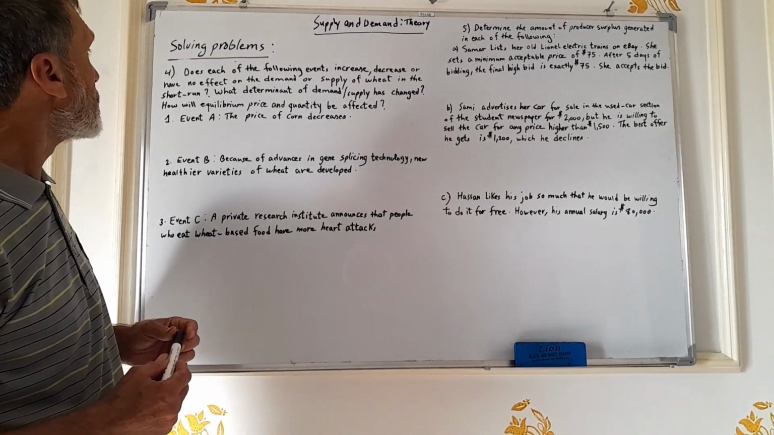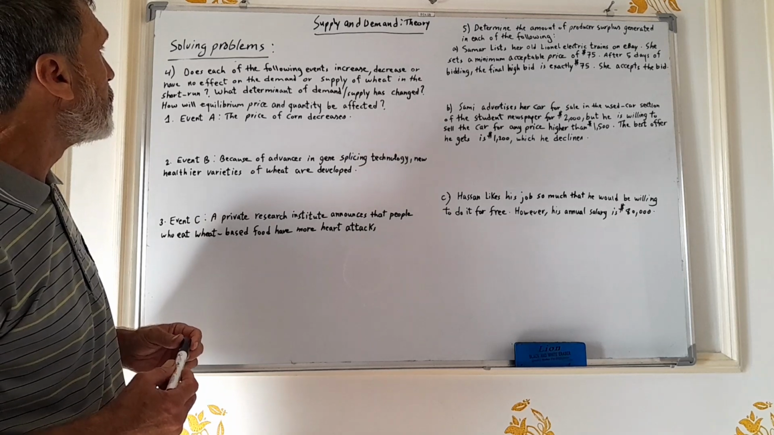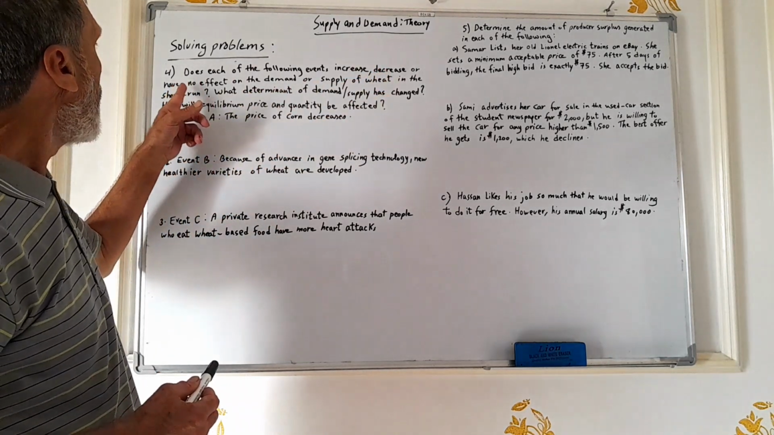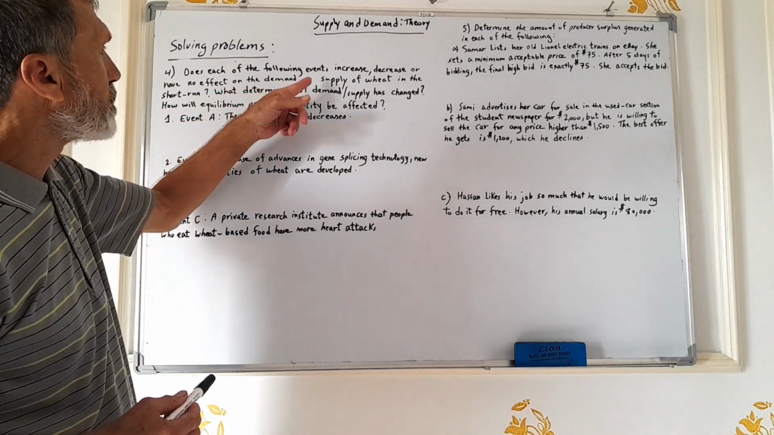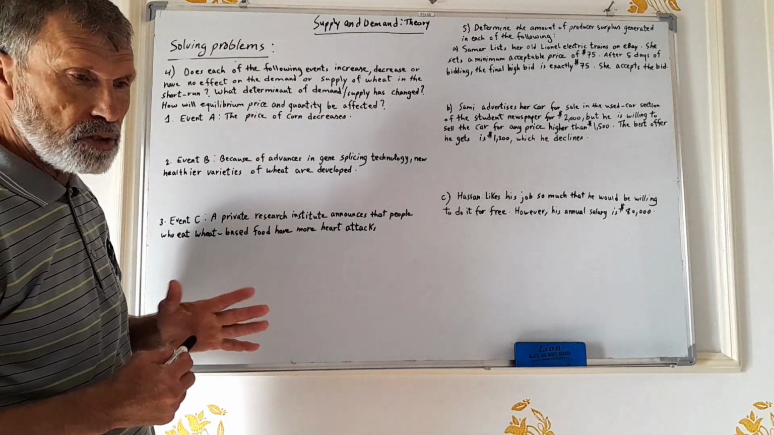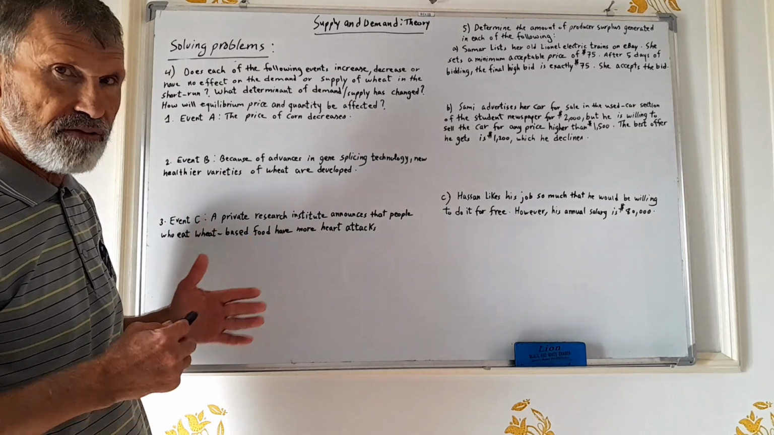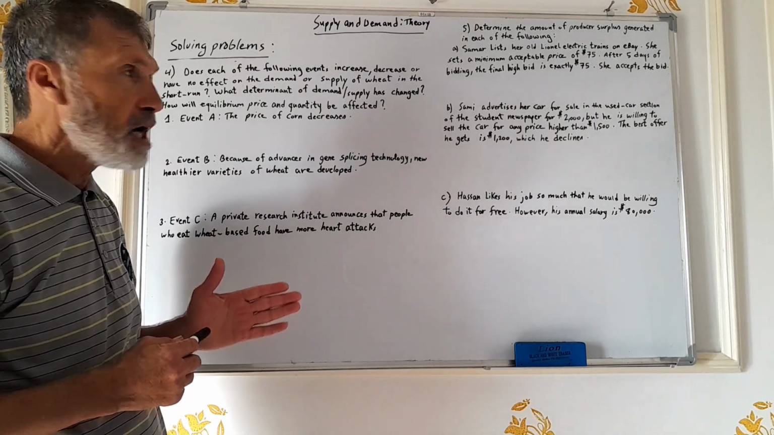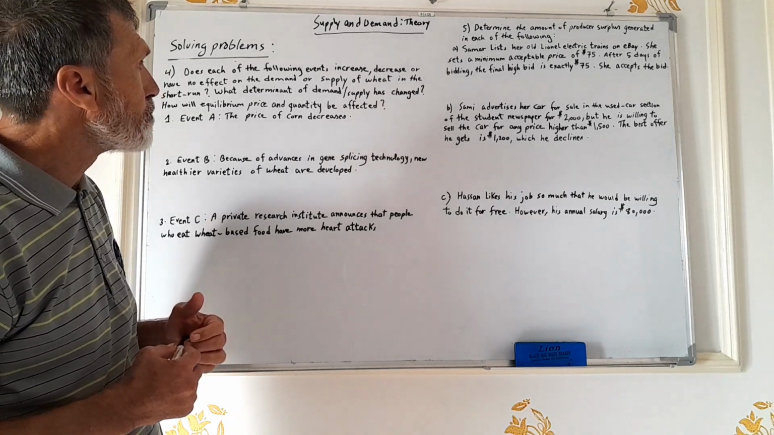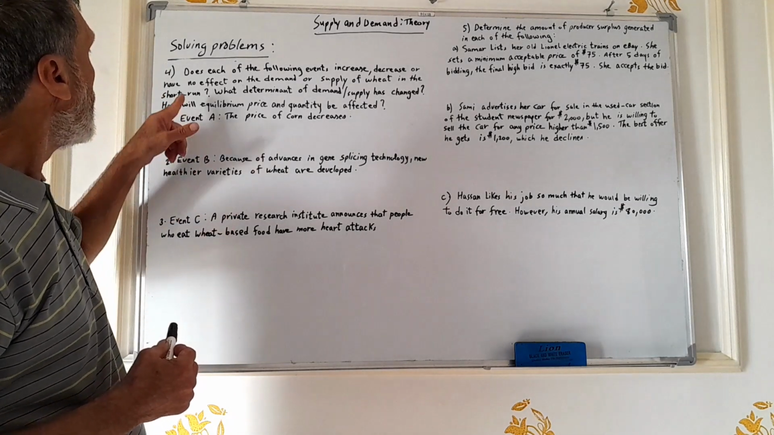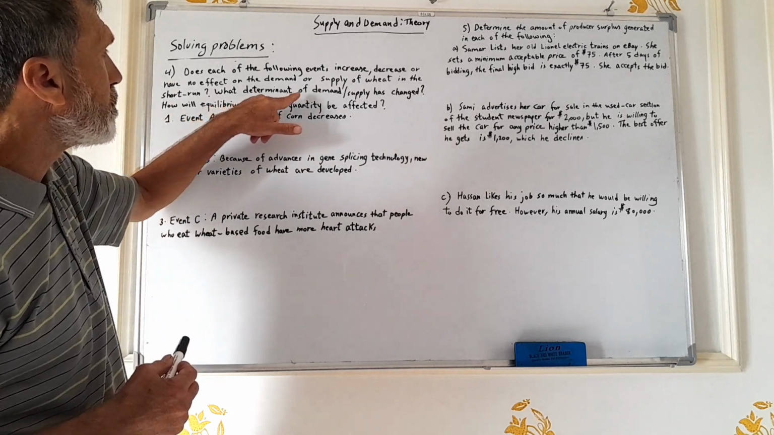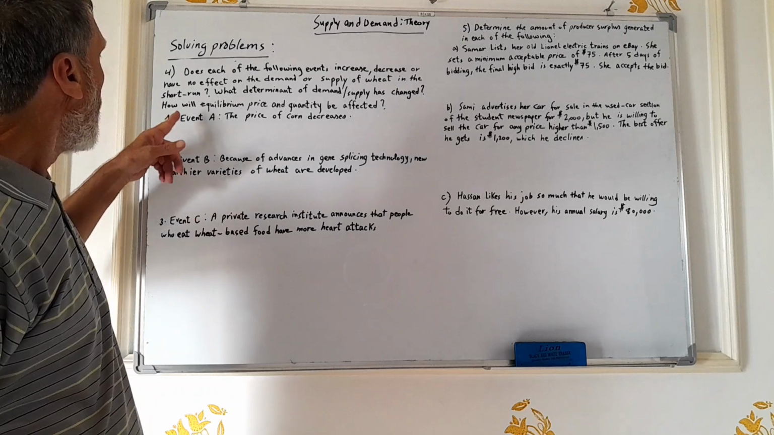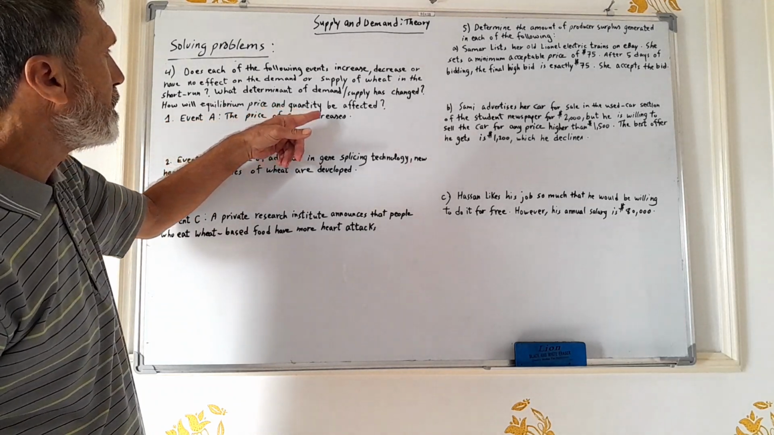Problem four says, does each of the following events increase, decrease, or have no effect on the demand or supply of wheat? We're going to see whether the following events have any effect on the demand curve, supply curve, or both. In the short term, what determinant of demand or supply has changed? How will the equilibrium price and quantity be affected?